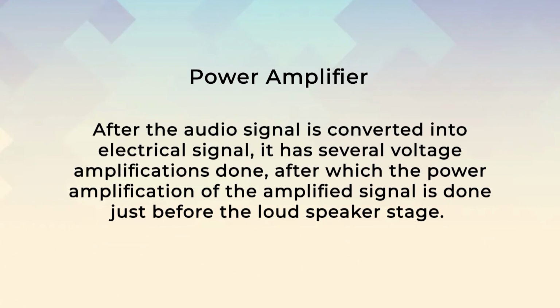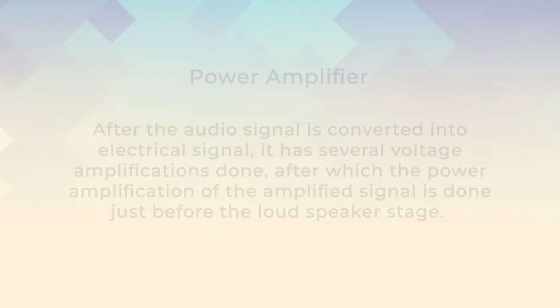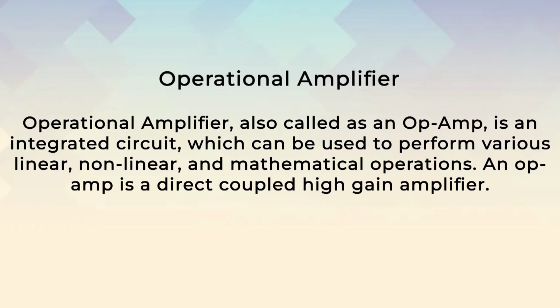Power amplifier: after the audio signal is converted into an electrical signal, it has several voltage amplifications done, after which the power amplification of the amplified signal is done just before the loudspeaker stage. Now, next type of amplifier is the operational amplifier. The operational amplifier, also called an op-amp, is an integrated circuit which can be used to perform various linear, nonlinear and mathematical operations, and op-amp is a direct coupled high gain differential amplifier.